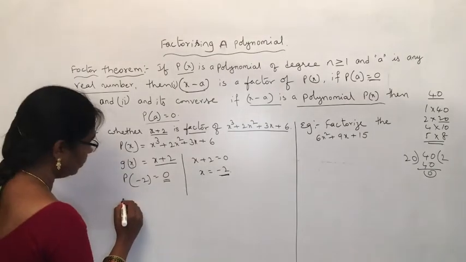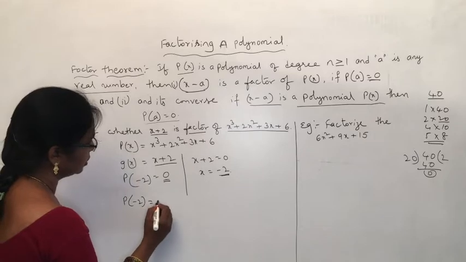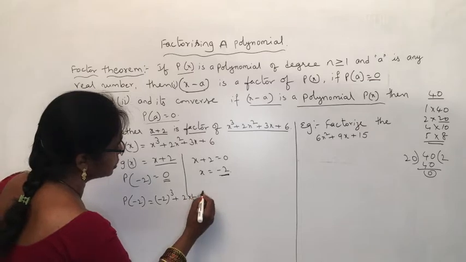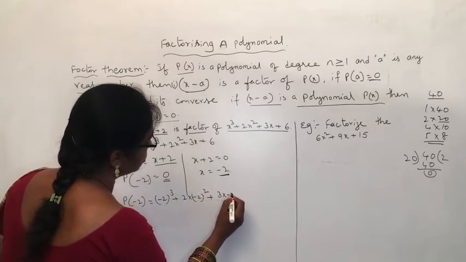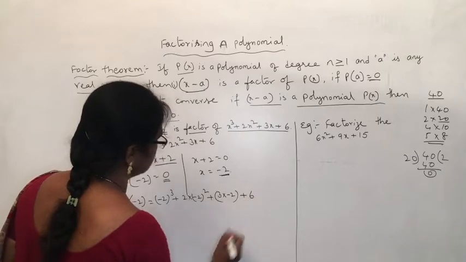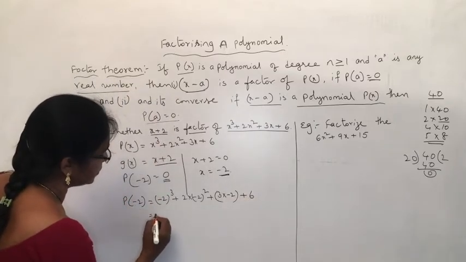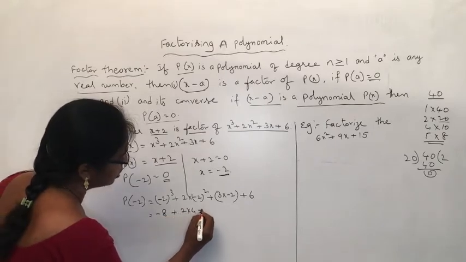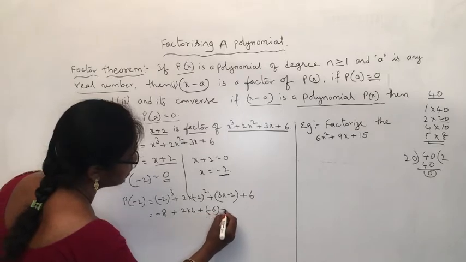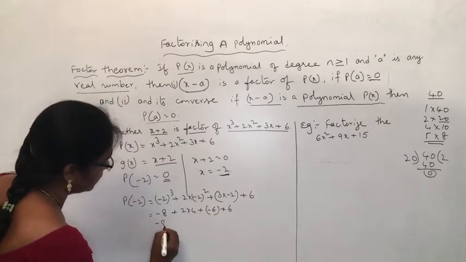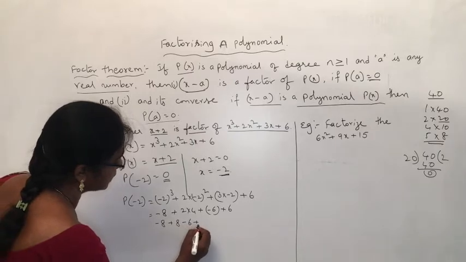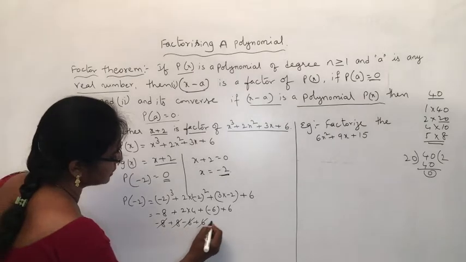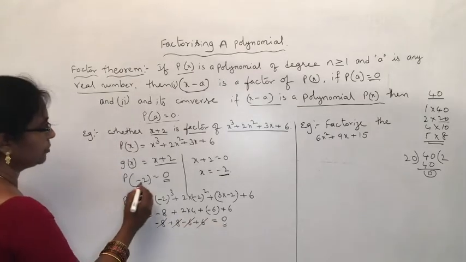Now, P of minus 2 is equal to minus 2 whole cube plus 2 into minus 2 whole square plus 3 into minus 2 plus 6. Now, minus 2 cubed means minus 8, plus 2 into 4, plus minus 6, plus 6. Minus 8 plus 8 minus 6 plus 6, then 0. Then P of minus 2 is equal to 0.